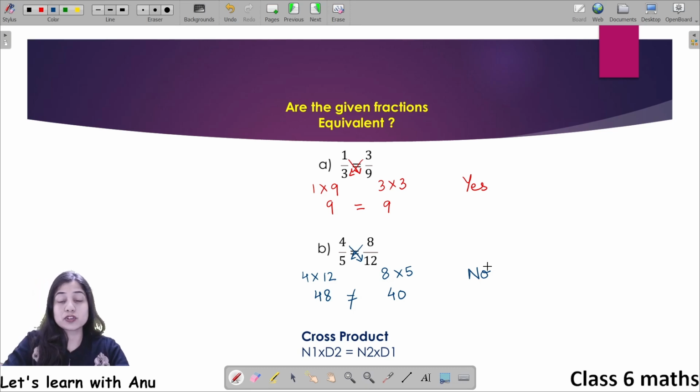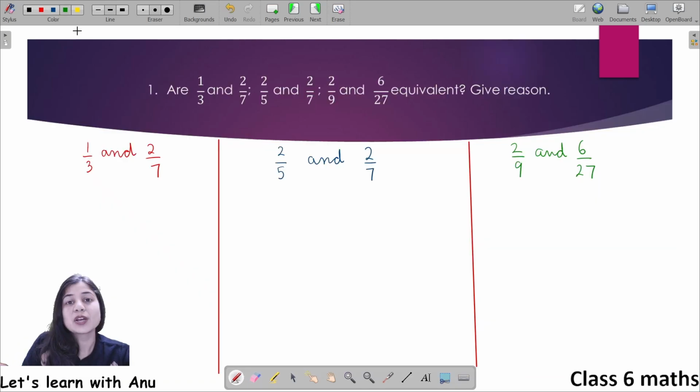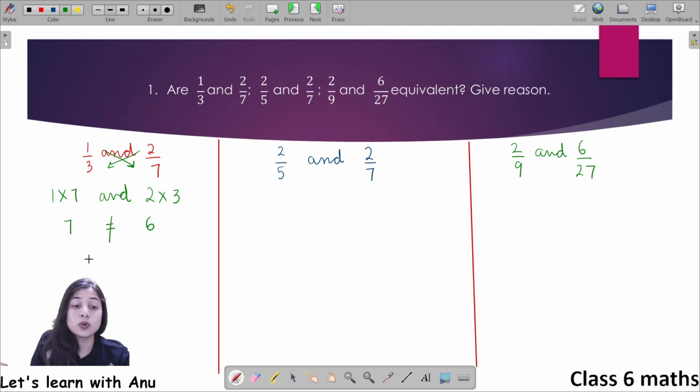Now let's try these questions of the NCERT book. Are you all ready? Question number 1. Are 1 by 3 and 2 by 7, 2 by 5 and 2 by 7, 2 by 9 and 6 by 27 equivalent? Give reasons. Let's apply cross product to this question. Here I'm going to multiply 1 with 7 and 2 with 3. Let's check the product. This is 7 and this is 6, so 7 is not equal to 6. So they are not equivalent fractions.